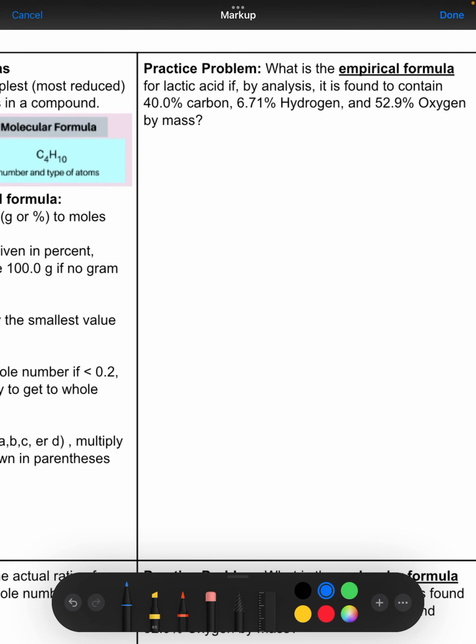It says, what is the empirical formula for lactic acid if, by analysis, it is found to contain 40.0% carbon, 6.71% hydrogen, and 52.9% oxygen by mass. So again, we're trying to figure out the empirical formula. Somebody did some sort of analysis and we got those percent by mass data pieces.